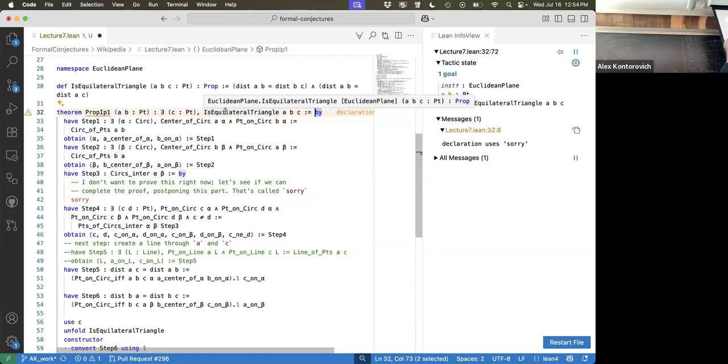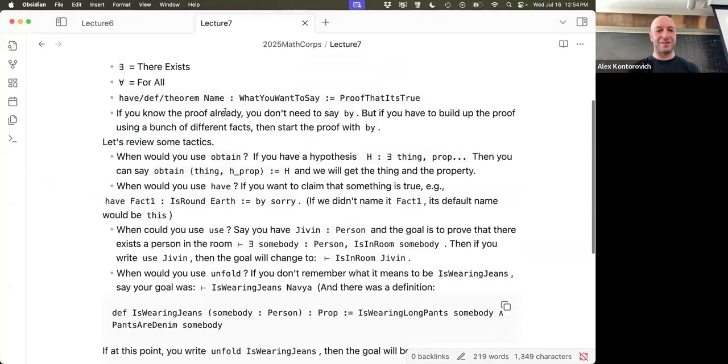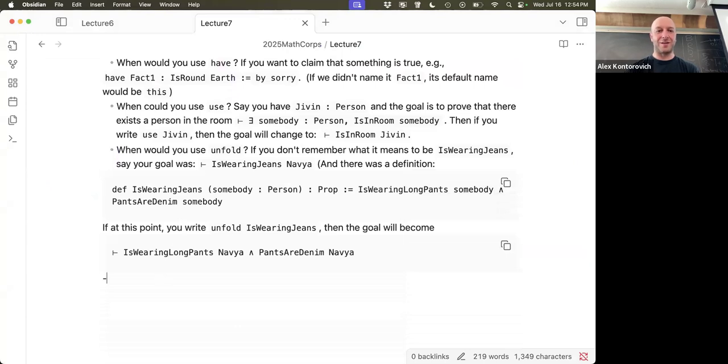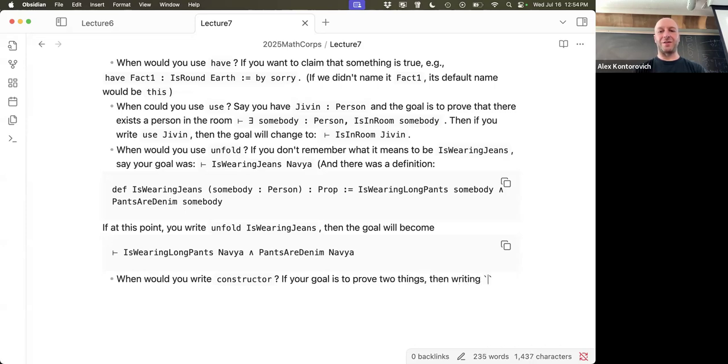Okay, so we're going to go into the proof of this. So far, so good. Now, this is a really good place to remember another tactic. If we have 2 things to prove, how would we separate them into separate goals? We're going to construct them separately and then put them back together. It's called constructor. When would you write constructor? If your goal is to prove 2 things, then writing constructor gives you 2 different goals.